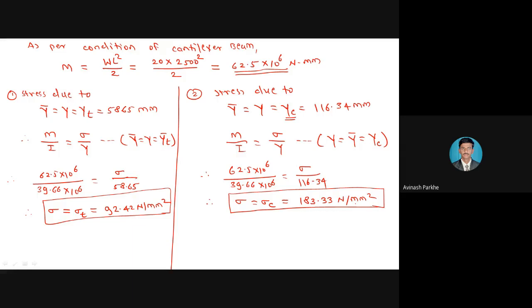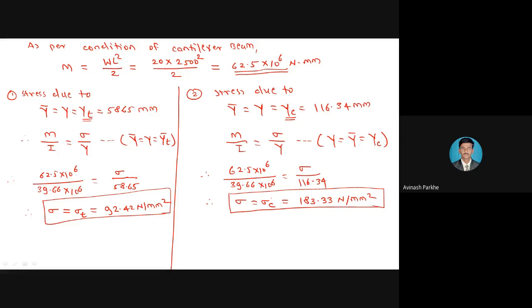Both stresses are bending stresses. We have taken yt, that is 58.65, you will get the answer 92.42. We have taken y bar as yc, 116.34, you will get the bending stress as 183.33. That means you are having the two bending stresses. Out of that, one is tensile and one is compressive. Both sigma t and sigma c are called bending stresses because they are developed when the bending of the beam is taking place.